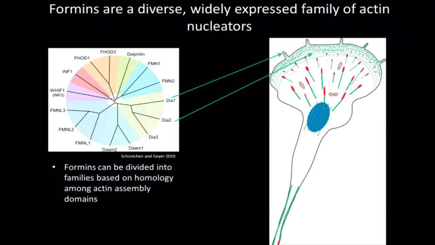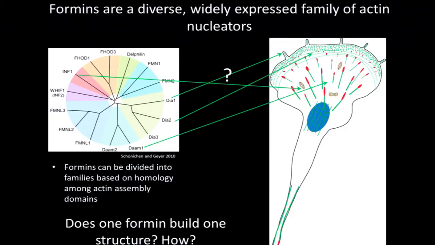Some of them we know. We know some of the Dias make filopodia or these transverse arcs. There's INF, inverted formin, that makes actin filaments that regulate mitochondrial division. There's DAAM1 that makes this sort of veil-like network in between all the stress fibers. But we don't really know, is it like kinesin motors? Is there one for every structure? And if there's one for every structure, which formins are making which structures, and how are they regulated?